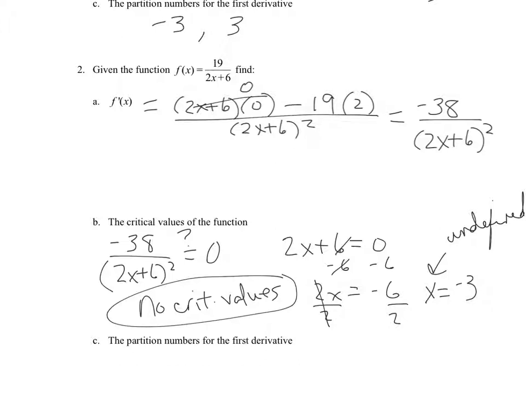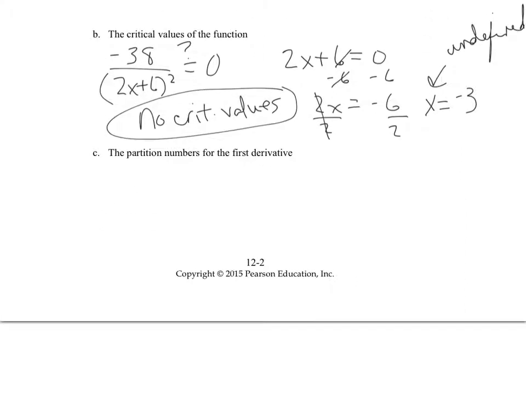Does that make sense? Okay, so those are 2 examples of what happens, or what can happen, when you are looking for those critical values. You won't always have one, but you can't have a max or min unless you do have a critical value. Okay, let's go to the next page.